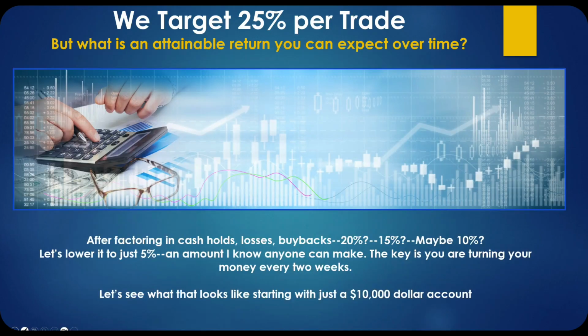So we target 25% per trade. As you can see, sometimes we exceed that. But what is an attainable return you can expect over time? So we don't get 25% on our whole account. We hold cash back for emergencies. Sometimes we do rolls. Sometimes we do buybacks. There's a lot of ways to make these trades better if things don't go your way. In fact, you can actually turn a losing trade into a winning trade, which is another reason I love this strategy. So after factoring in cash holds, losses, buybacks, what can we expect?